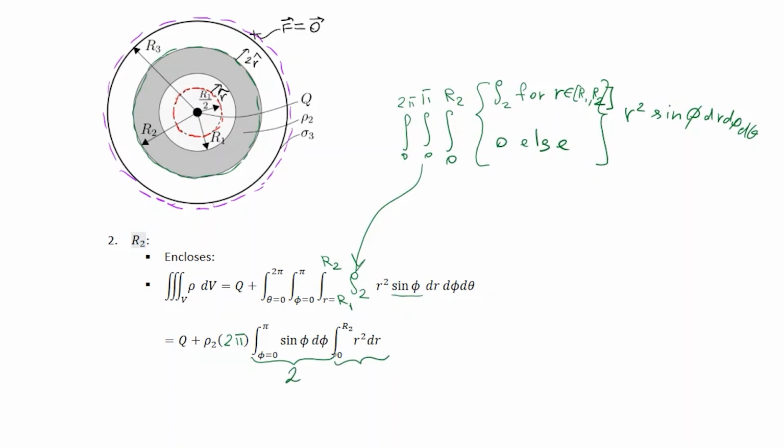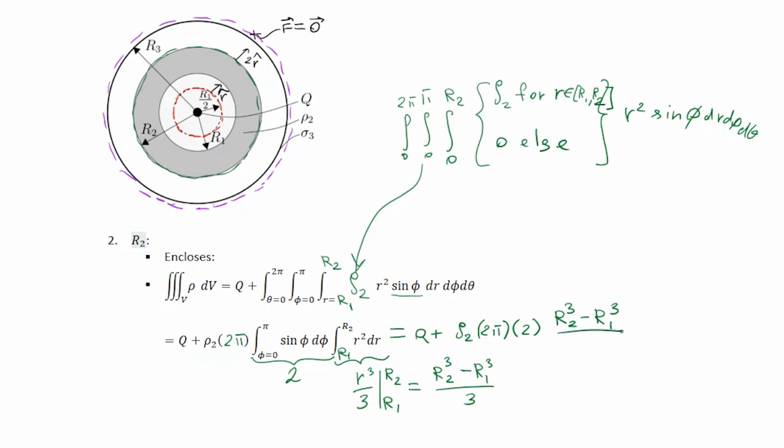This integral, sorry, there is a mistake actually. Just going to erase this. This should be r1. And this would be r cubed over 3 from r1 to r2. This is equal to r2 cubed minus r1 cubed divided by 3. Let's put everything together. We have Q plus rho 2 times 2 pi times 2 and times r2 cubed minus r1 cubed divided by 3.